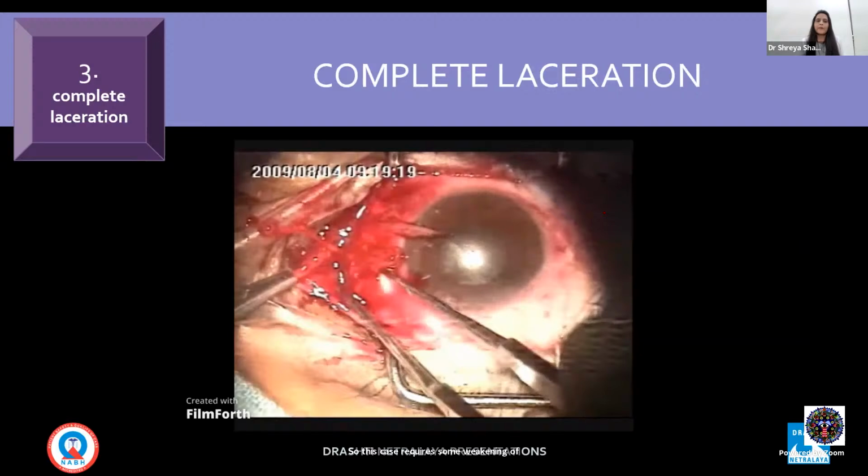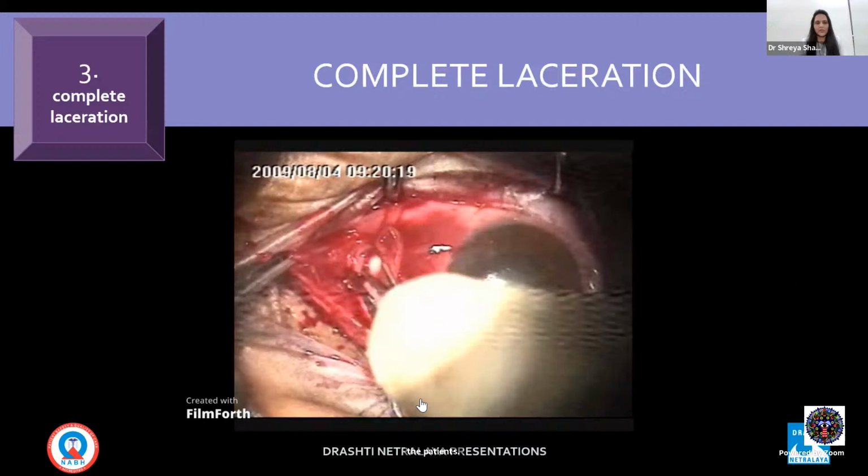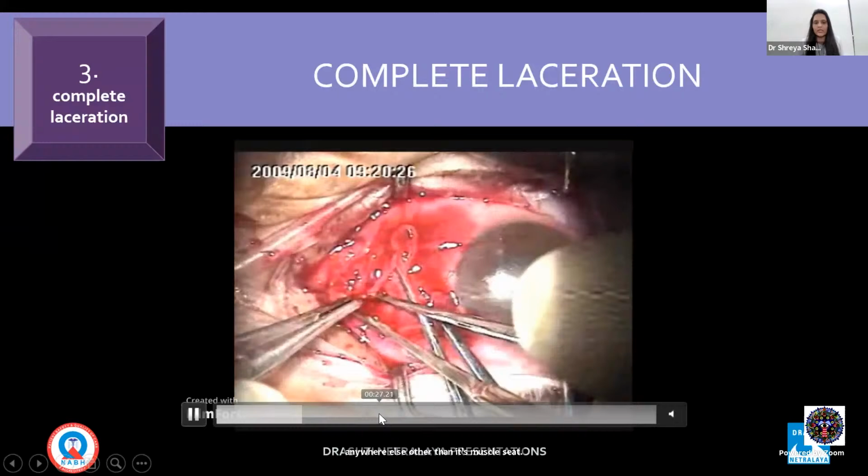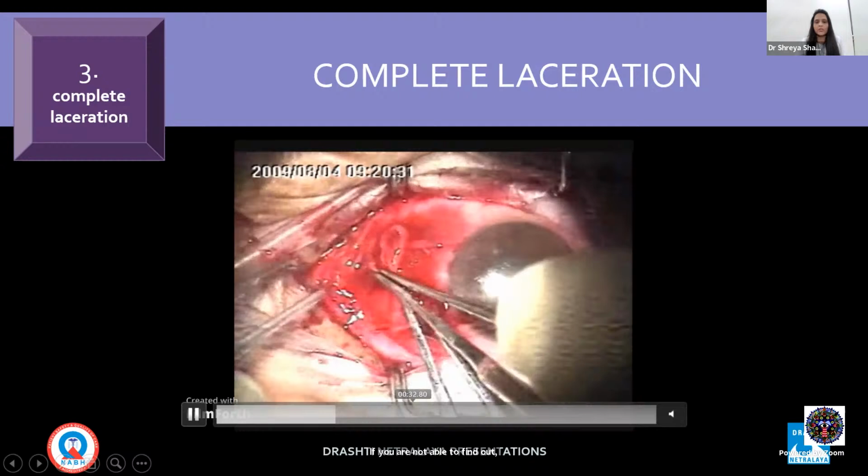Complete laceration, do not lose patience. Just try to find the muscle. The muscle cannot go anywhere other than its muscle sheath. So try to find the muscle sheath. This is the thing you can do. If you are not able to find it, you can hook the two adjacent muscles.